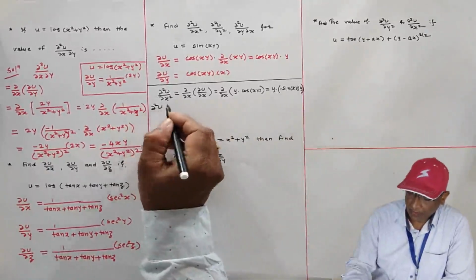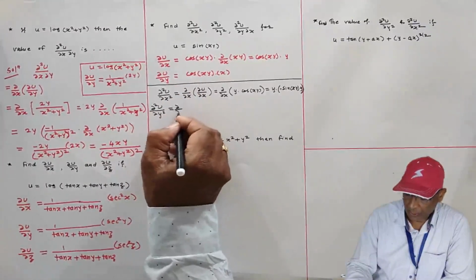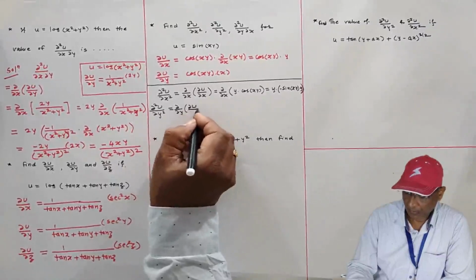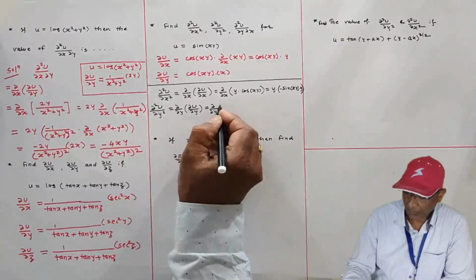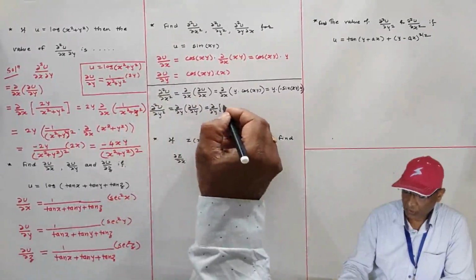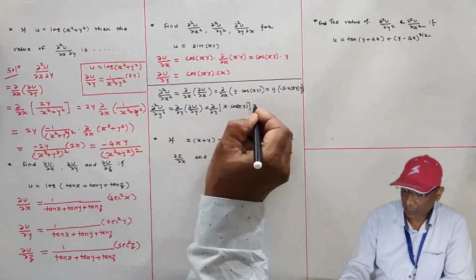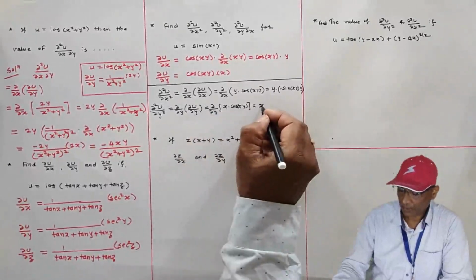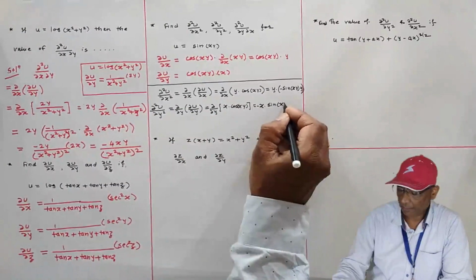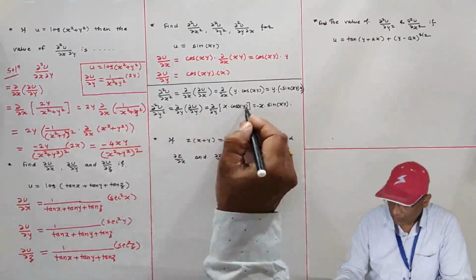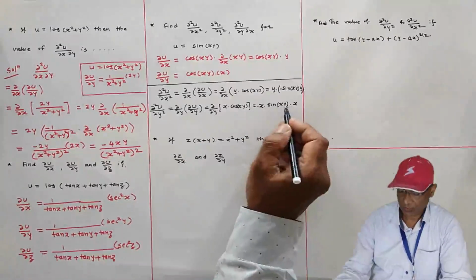Now del 2u by del y square I want. So this can be split in this way. Del u by del y we already found separately: x cos of xy. We are taking derivative with respect to y, keeping x constant. X is outside. Derivative of cos is minus sin xy, and derivative of xy with respect to y is x. So it will be minus x square sin xy.